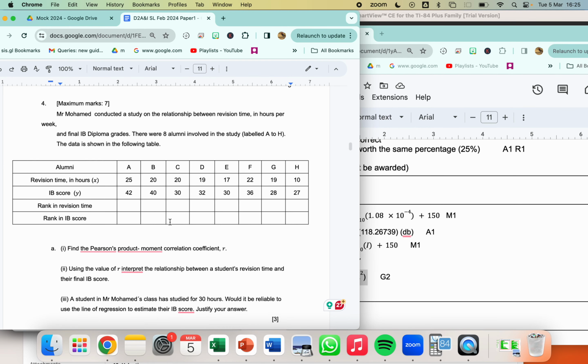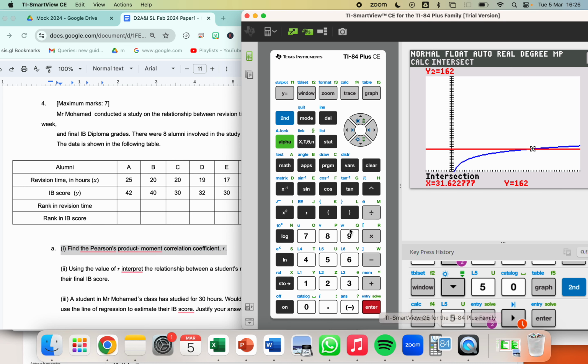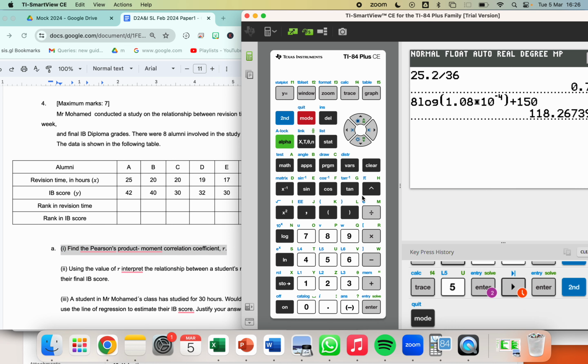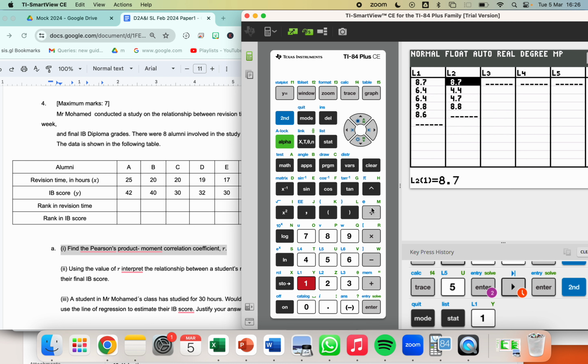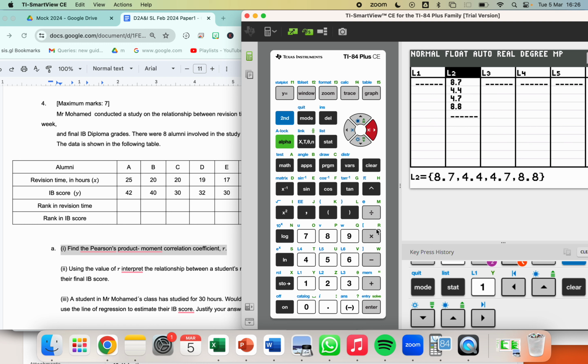So this question is a little bit more challenging. So the first thing we want to do is find the Pearson's product moment correlation coefficient, which is R. Pearson's itself is not challenging, but perhaps when we get on to doing Spearman's, you have to do a little bit more thinking. So in order to do Pearson's, you are going to get to the calculator and you are going to clear both of the lists. I do this by just going to L1 and L2 and pressing clear and then moving off.